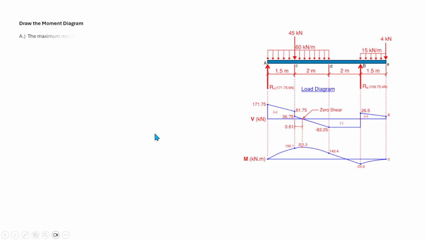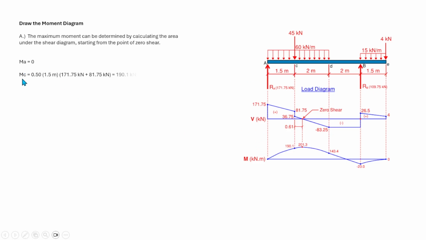To draw the moment diagram, the maximum moment can be determined by calculating the area under the shear diagram, starting from the point of zero shear. So at point A, the moment is equal to 0.